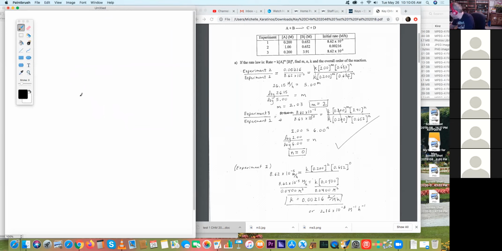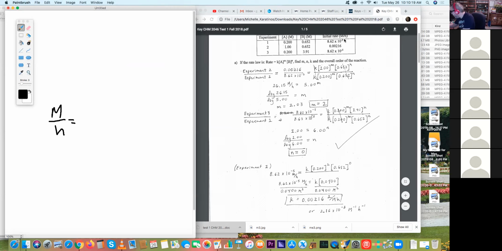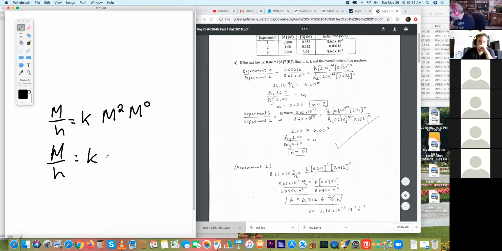In this instance, I'll shorten things out a little bit. I'll just look at the units themselves. We've got molar per hour for the initial rate, and you can see that up here under initial rate on the table. That gives you the units, and that equals K, and the unit with the 2 is going to be M squared, and then we'll have M to the 0. As I talked about before, anything to the power of 0 is going to be 1. So that gets shortened down to molar per hour equals K M squared.